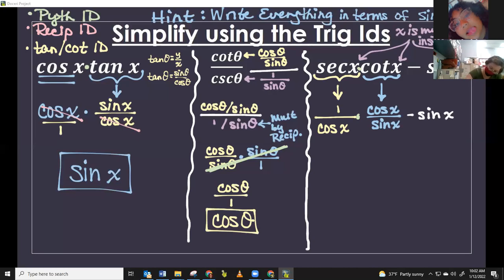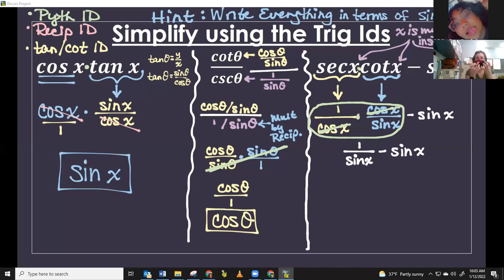Can I simplify anything here? The two cosine x cancel. Yes. My cosine x's are going to cancel. And so I would have 1 over sine x minus sine x. Is there anything that I could do to be able to combine these two things together? Can I actually subtract them?